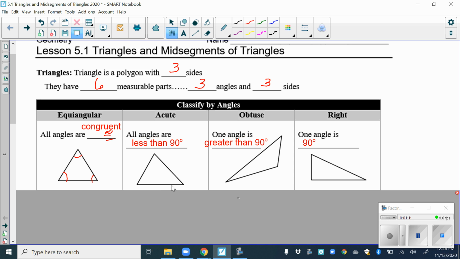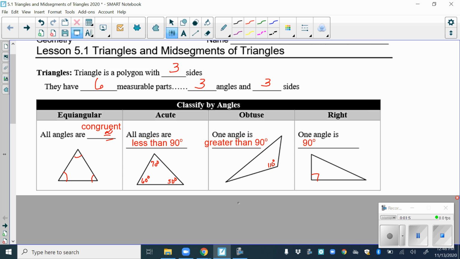Acute triangle, all angles would be less than 90 degrees. So maybe I have a 50-degree angle, a 60-degree angle, and a 70-degree angle. Each one of those is less than 90, so each angle is acute, and the triangle is acute. Obtuse, you have one angle larger than 90 degrees. So maybe this angle is 110 degrees. The other 2 would be acute, less than 90, but this one's over 90. A right triangle, of course, is a triangle that has one angle that is exactly 90 degrees. So they might have the little square in the corner to show you that.